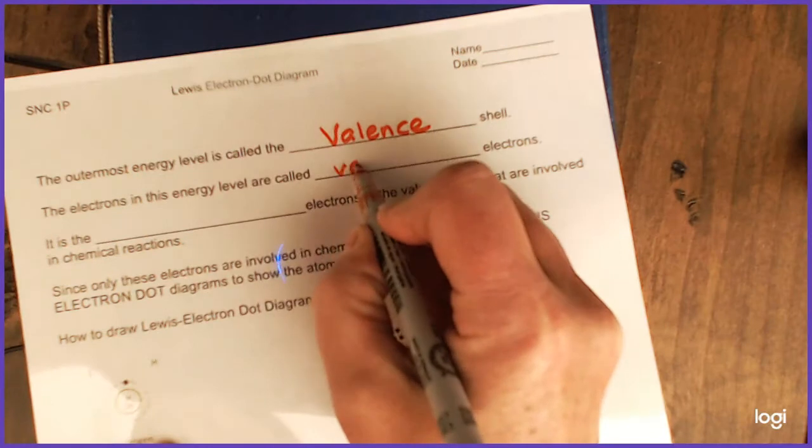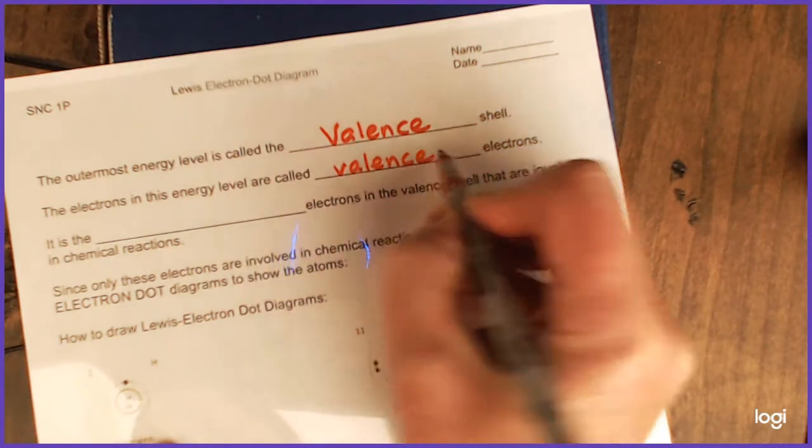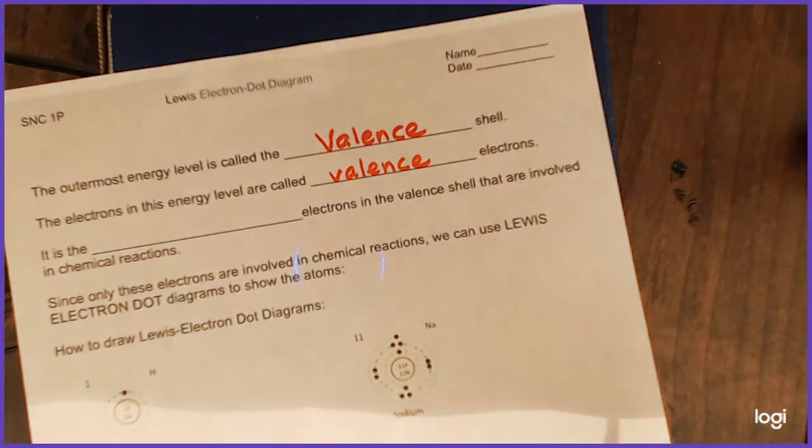So if somebody asks you how many valence electrons are in an atom, you would talk about how many electrons are in that outermost shell. So for example, if you remember back to when we took up the Bohr diagrams, everything in group 1 had one electron in the outer energy level, so we would say they have one valence electron. Everything in group 2 had 2 electrons in the outermost energy level, so we would say there were 2 valence electrons.